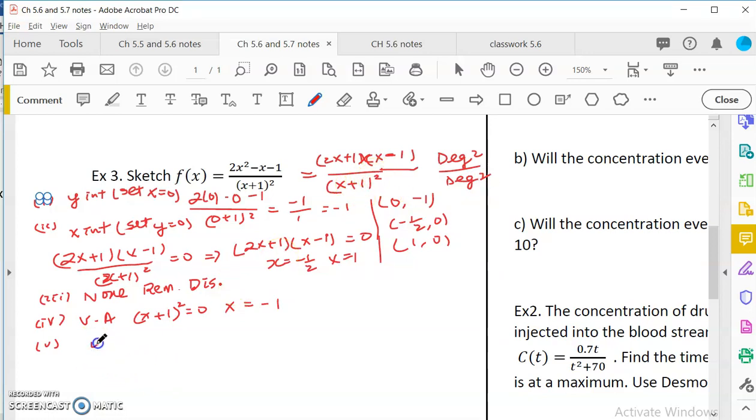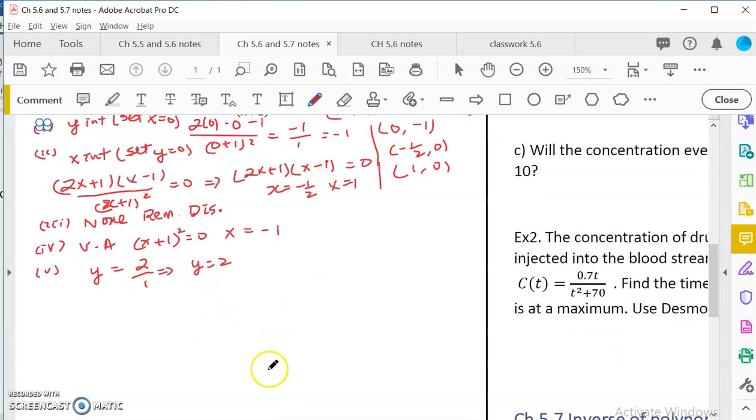So same degree, so y would equal the leading coefficient of 2x squared, which is 2, over the leading coefficient of the denominator, which is 1. So y equals 2 is the horizontal asymptote. So I write it down, horizontal asymptote.